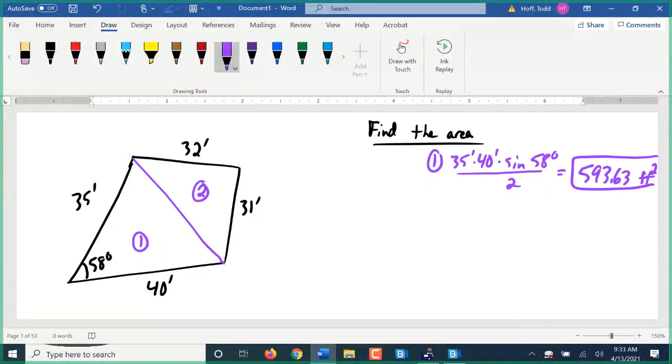Well, to find that second piece, we need to know one of two pieces of information. If we knew this angle, we could find its area by doing exactly what we just did right here. But we don't know that angle, and I don't see a way to find it right now. But there's another way to find its area. If I knew the length of this side here, I would have all three sides, and if we have all three sides of a triangle, we can find the area using Hero's formula. Well, to find this side, I have this information over here, and I can use law of cosines.